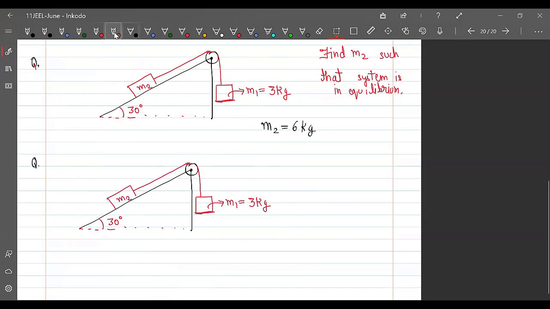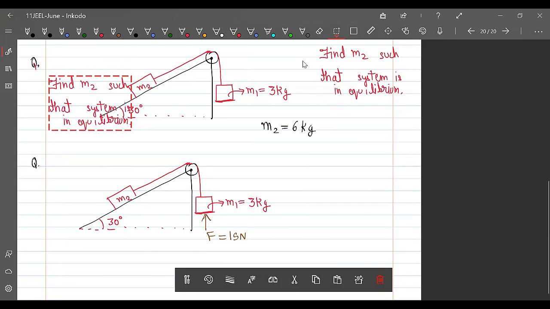What if instead of along with this, I'm applying another force of 15 Newton in the upward direction? Then what will be the value of M2 such that it stays in equilibrium?